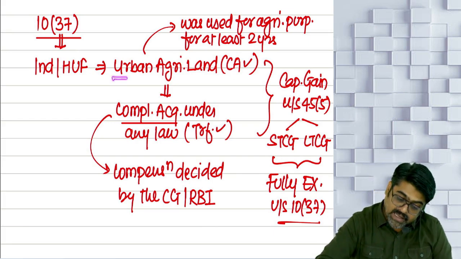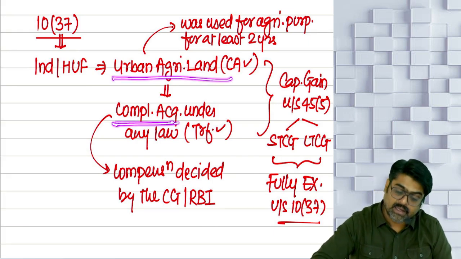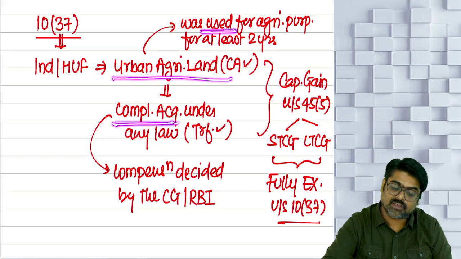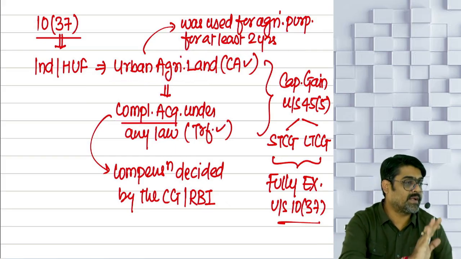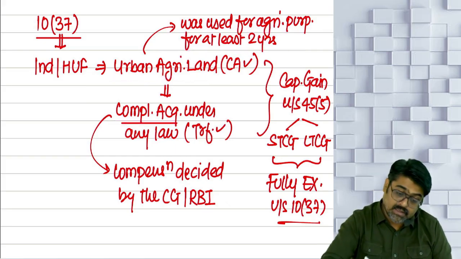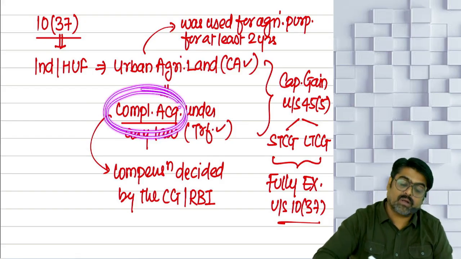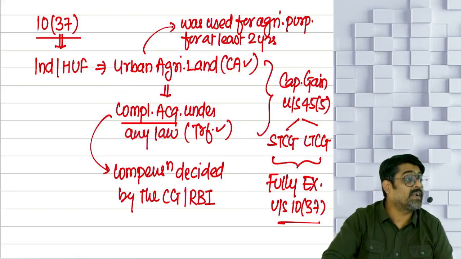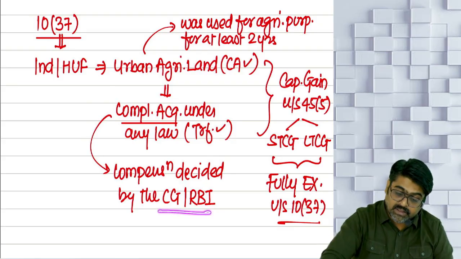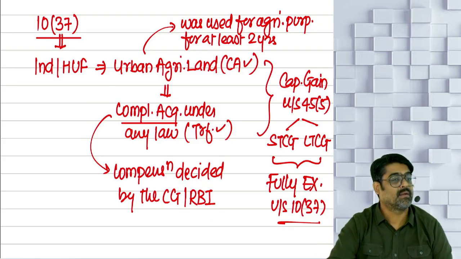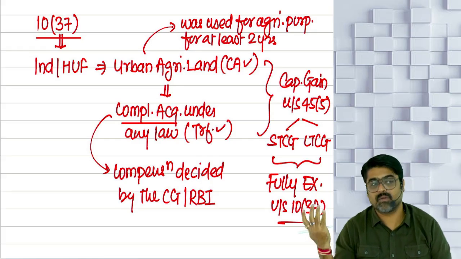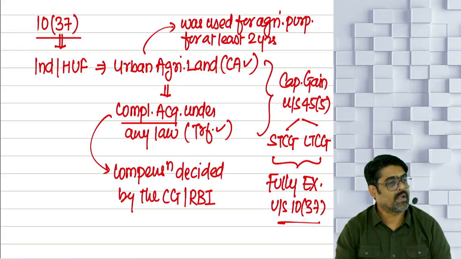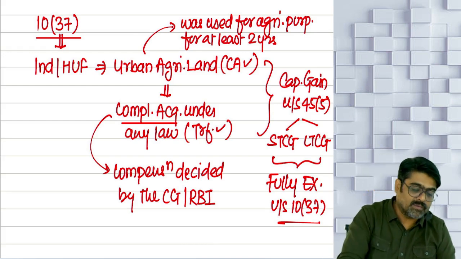Because the urban agricultural land which is getting compulsorily acquired was used by the assessee for agricultural purpose for at least 2 years immediately prior to its compulsory acquisition. And the compensation on compulsory acquisition is decided by whom? CG or RBI. If all these conditions are fulfilled, then the capital gain will be fully exempt. No need to calculate. But remember, this is exempt only if you are an individual or HUF.